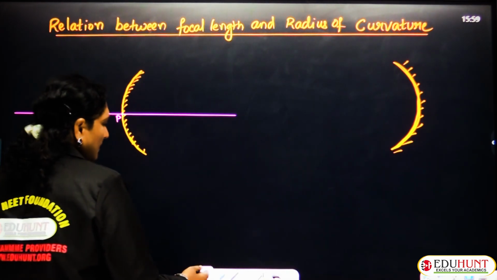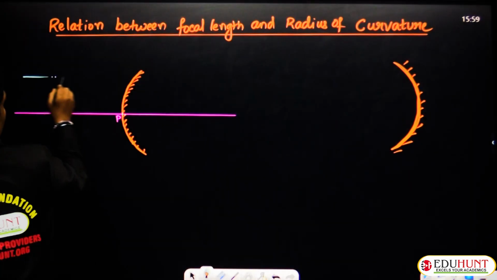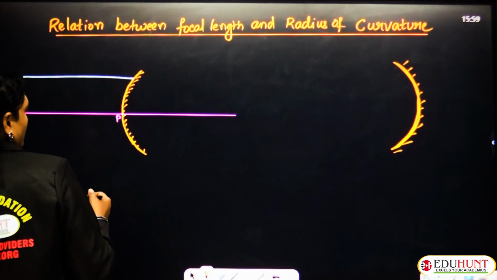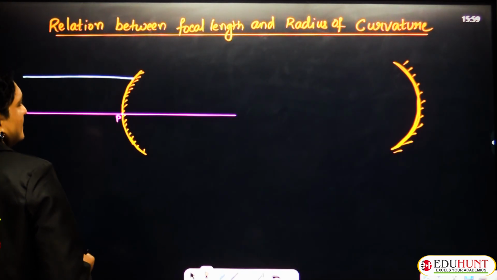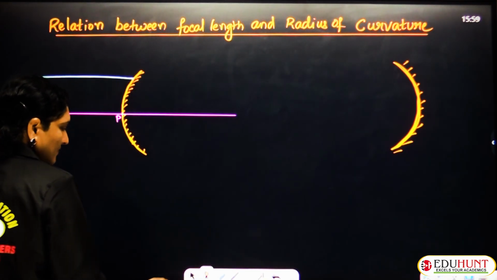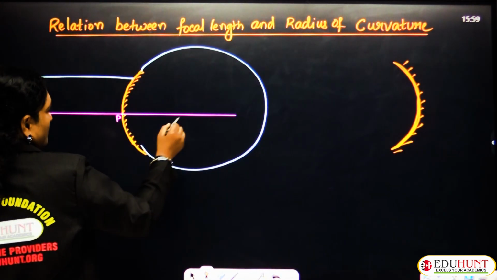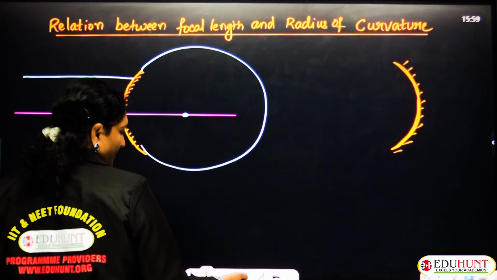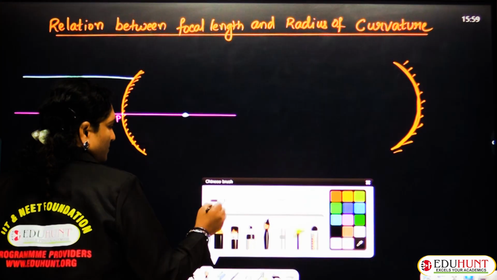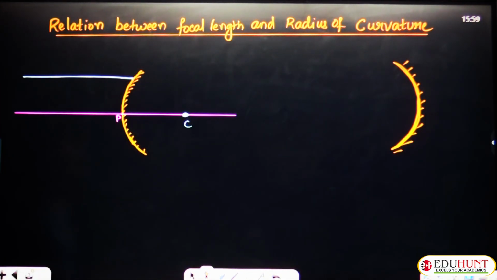As we know, all the light rays that fall on the mirror going straight, after reflection will be meeting at the focus. If this mirror is produced, then the center of curvature will be formed somewhere here. So this is the position of your center of curvature. The center of the complete sphere of the mirror is called the center of curvature.